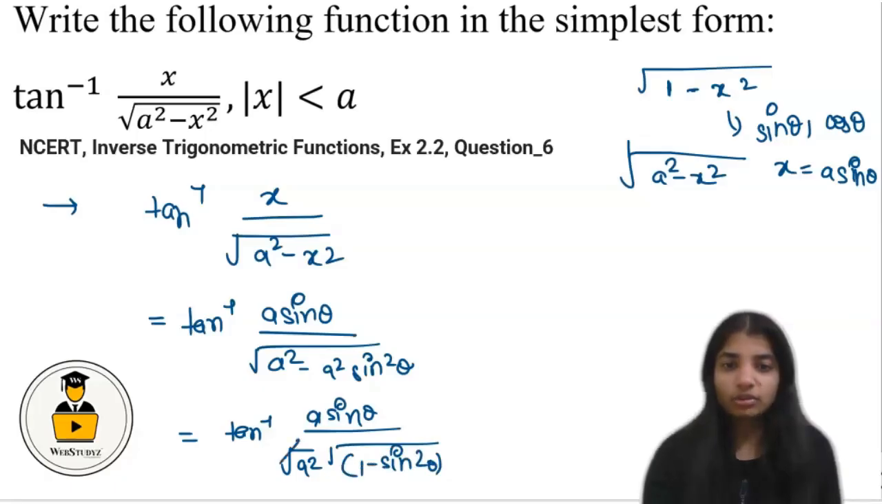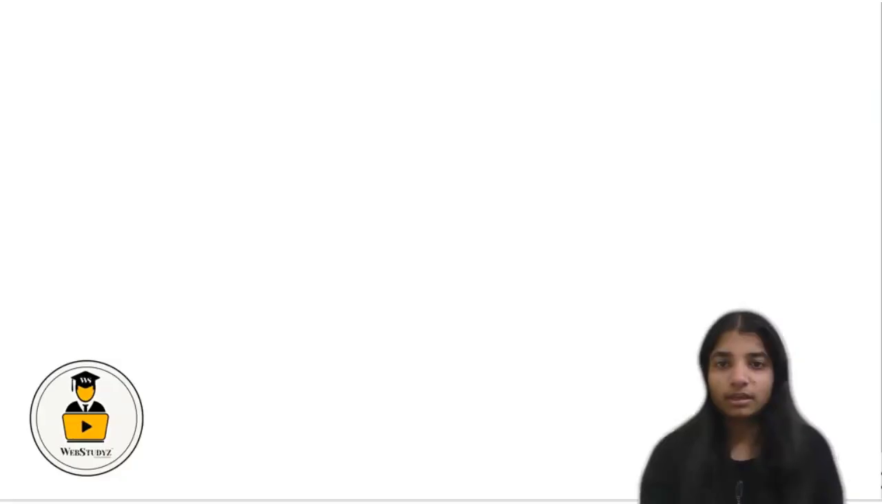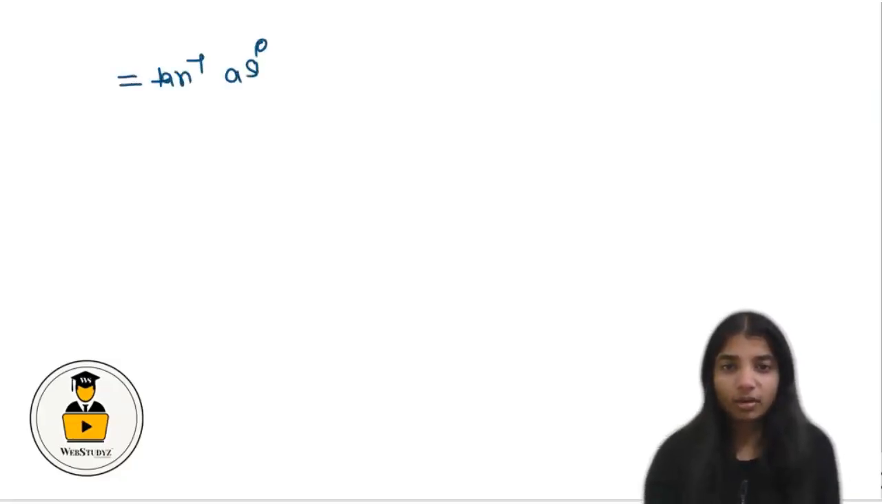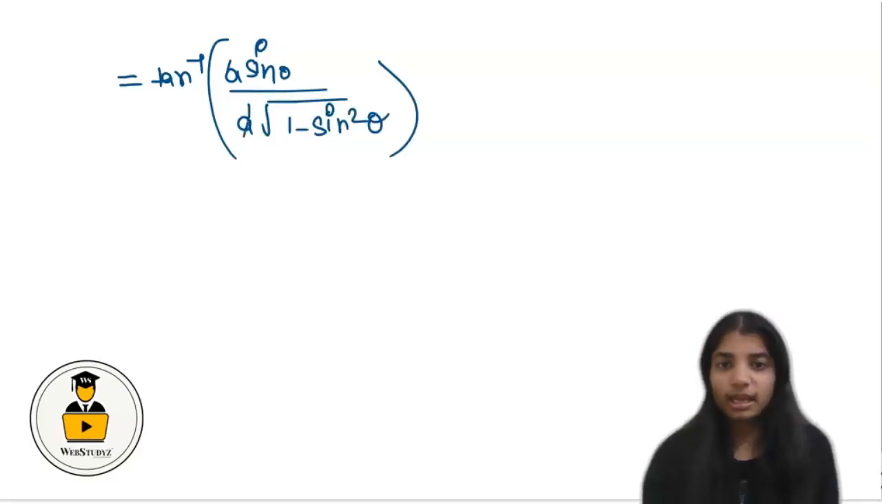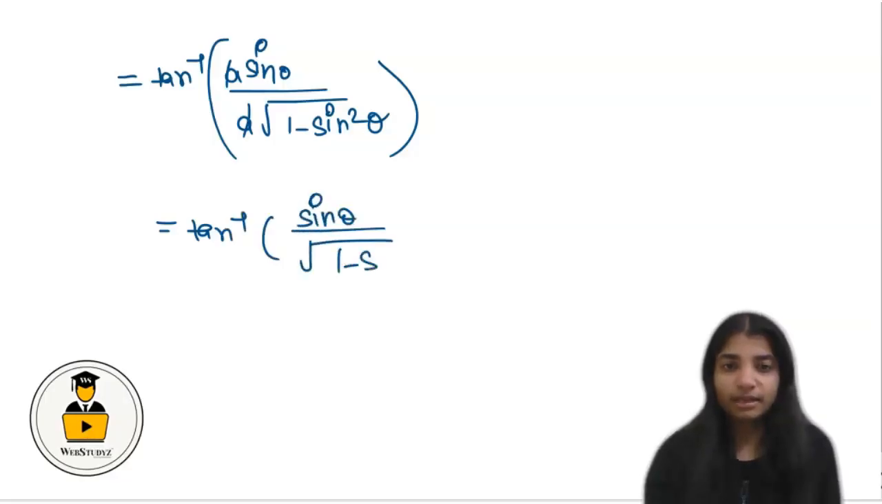Now under root a square cancels. So this becomes equal to tangent inverse of a sine of theta divided by a under root of 1 minus sine square of theta. Now this a and a cancel. Now we have the value as tangent inverse of sine of theta divided by the under root of 1 minus sine square of theta.